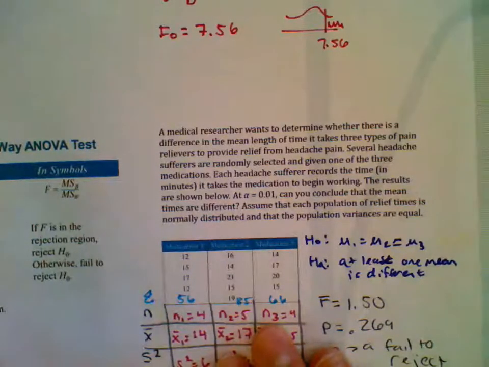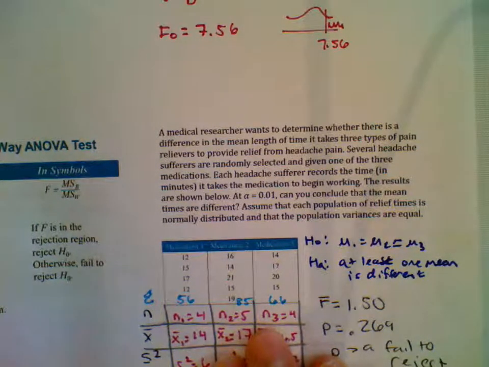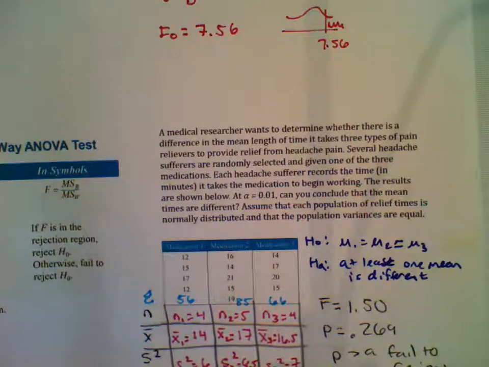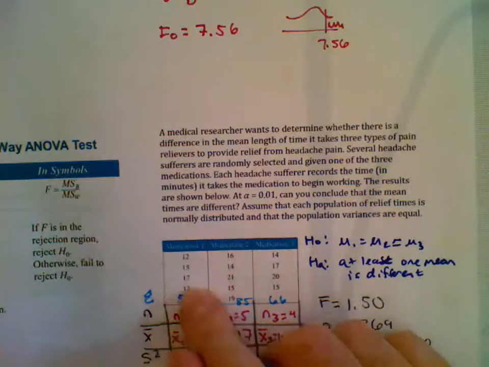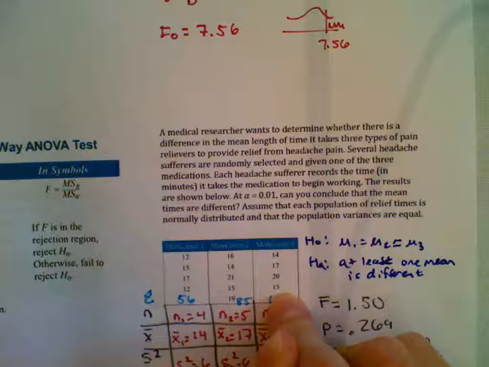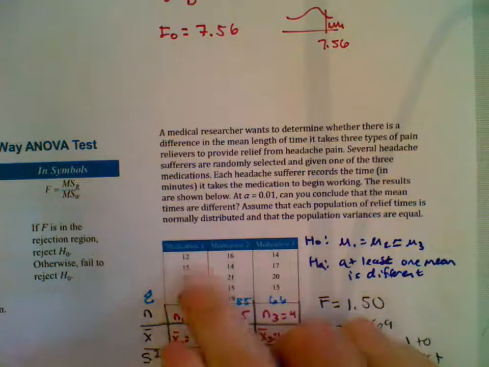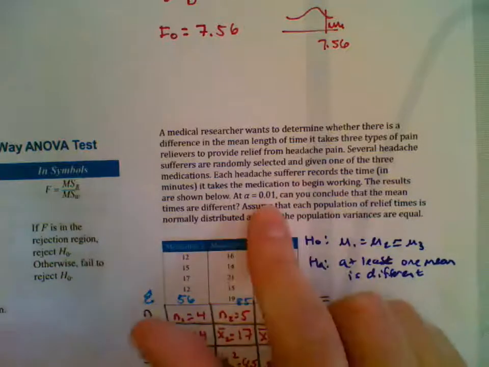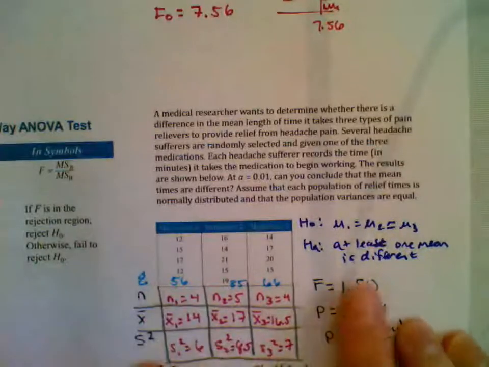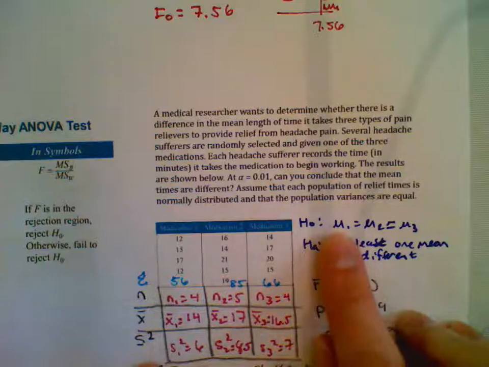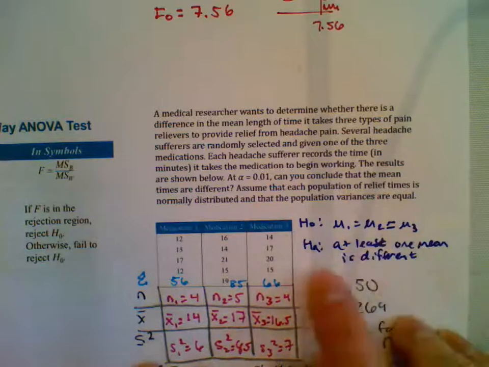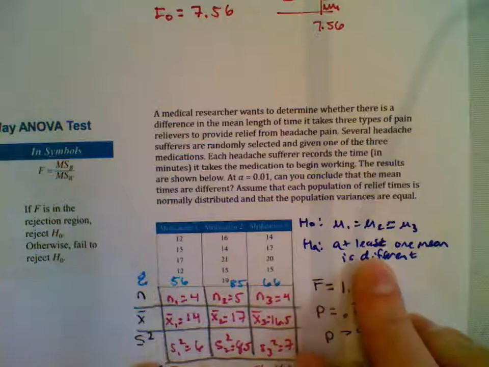All right, and I started doing this one by hand, but then I decided, no, we're just going to do it on the calculator. All right, so a medical researcher wants to determine if there is a difference in the mean length of time it takes for 3 pain relievers to kick in. And so what they did was they had 3 different medications, and this is the length of time it took those individuals, okay? We have an alpha level of 0.01. So our null hypothesis is telling me that the mean length of time is equal for medication 1, 2, and 3, and our alternative means at least one is different, okay?